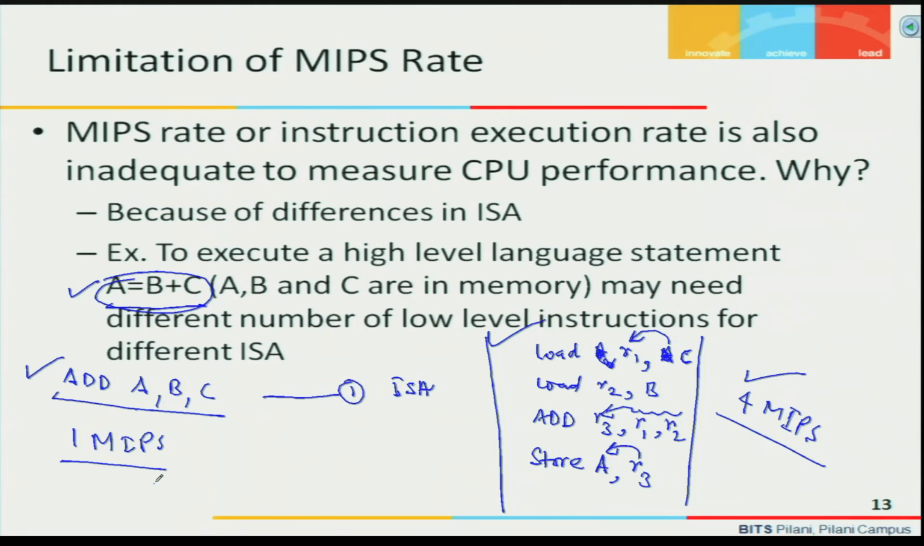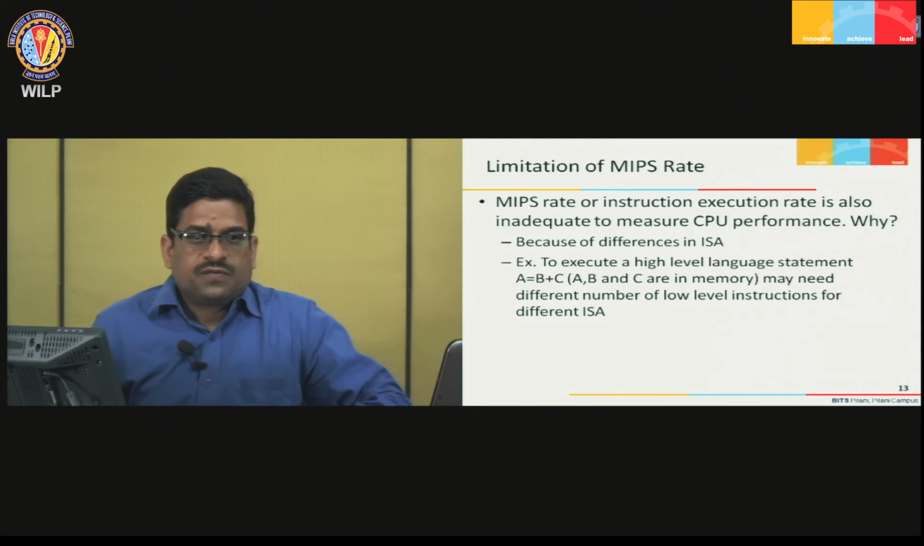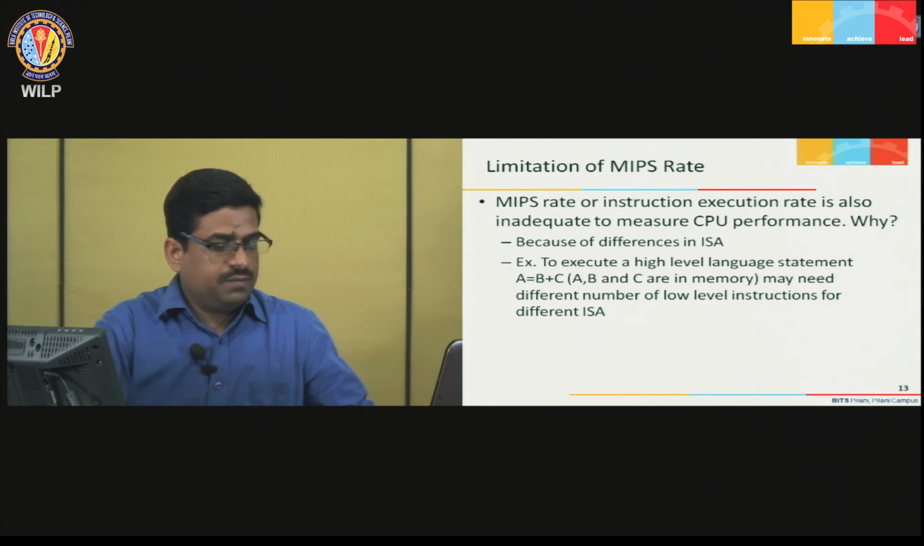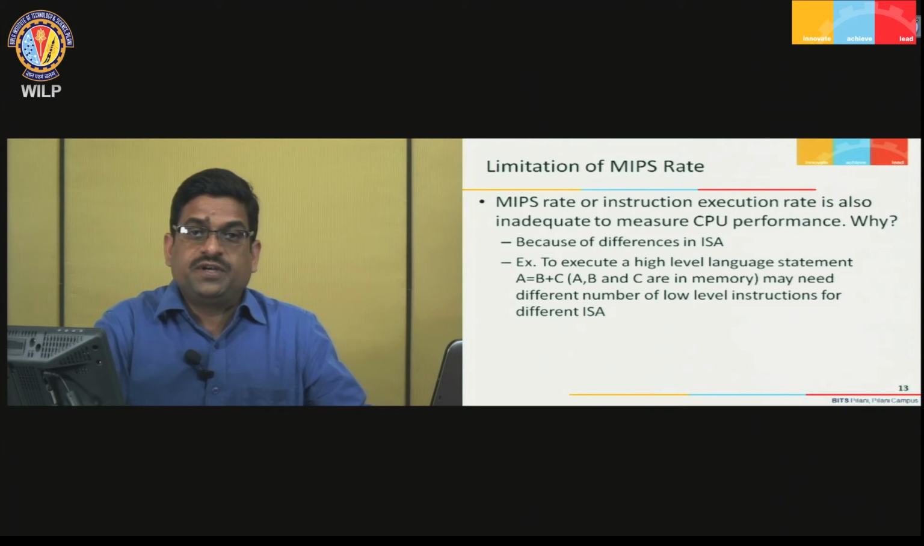So that means the MIPS rate is not sufficient, it is inadequate to measure the CPU performance. From this example we understood how the MIPS rate is inadequate for measuring the performance of processors, due to the different ISAs of different computers.